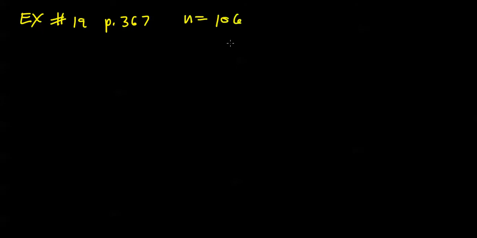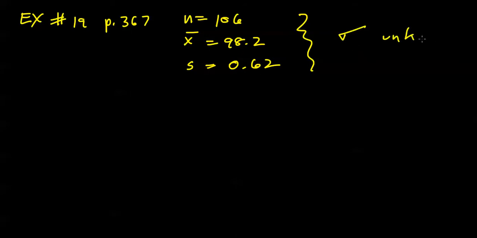Alright, we've got 106 body temperatures in our sample. The sample mean temperature was 98.2 degrees Fahrenheit, and the sample standard deviation is 0.62. Now notice there's no neon sign lighting up that tells you sigma is unknown. Sometimes you have to squeeze that out from the given information and the context of the problem. And that's key. That really tells you which distribution we're using here, right?